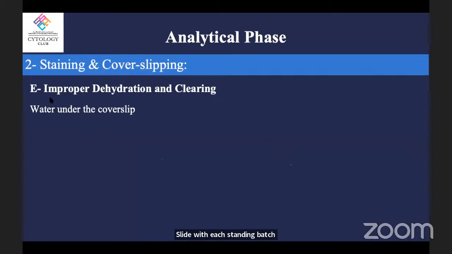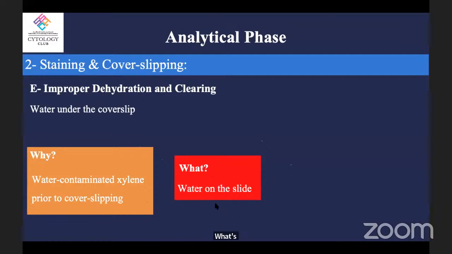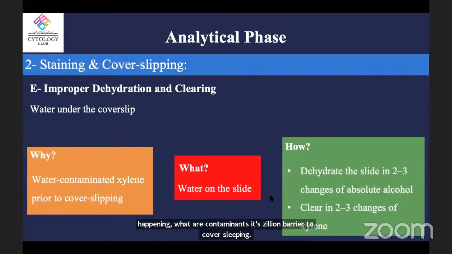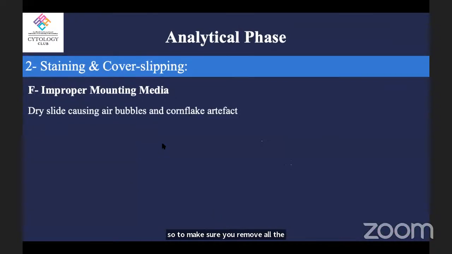And the fifth is improper dehydration and clearing, where there is water under the cover slip. Why does it happen? Water contaminated the xylene barrier to cover slipping. What will happen? Water on the slide. And how could we avoid it? Dehydrate the slide in 2 to 3 changes of absolute alcohol, and then clear in 2 to 3 changes of xylene to make sure you remove all the water from the slide.